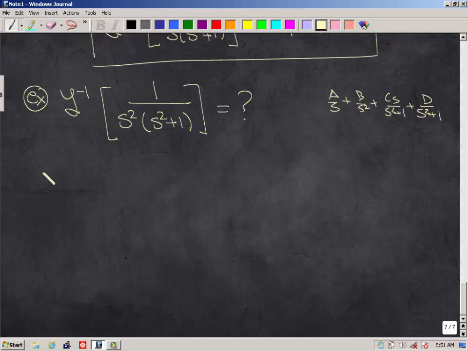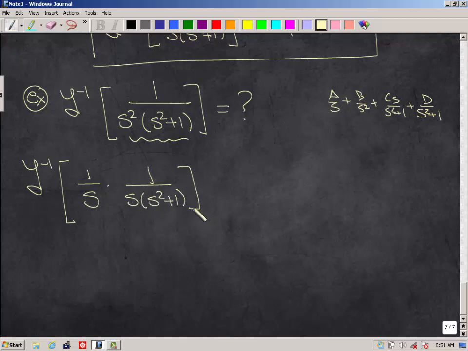But let's see if we can use the idea of convolutions to do this. So I'm going to break this into the inverse Laplace of 1 over, I want to write this as a product. And you always want to write it as a product of two transforms that we already know the inverses of. It makes no sense to write it as a product of transforms whose inverses we don't know. Okay, so we can write this as 1 over s times 1 over s times s squared plus 1. So that's what I'm going to break to.